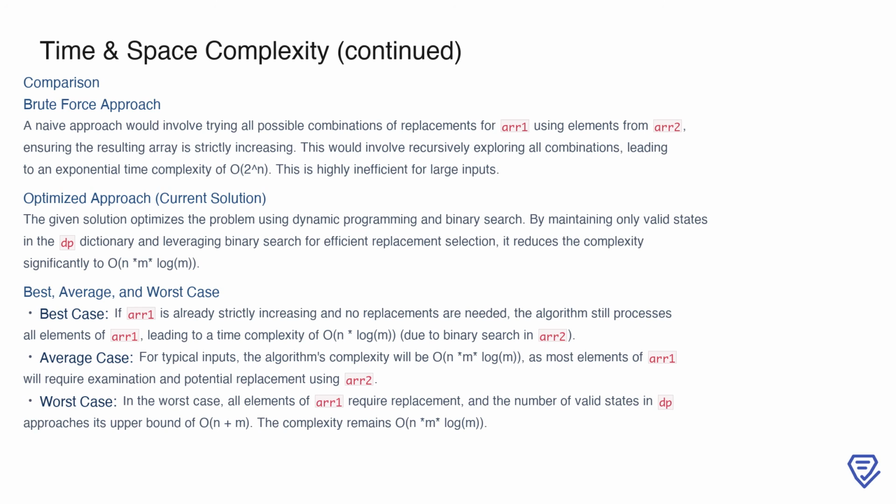Even in the worst case, where all elements of ARR1 need replacement and DP approaches its upper size limit, the complexity still holds at O(n*m*log m). This robustness makes the optimized approach far more practical for real-world scenarios.